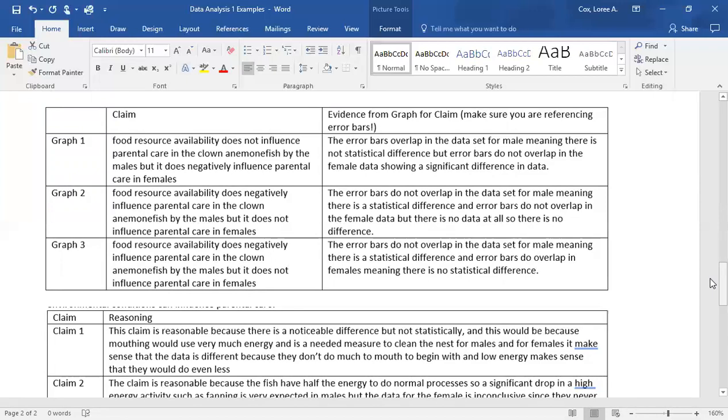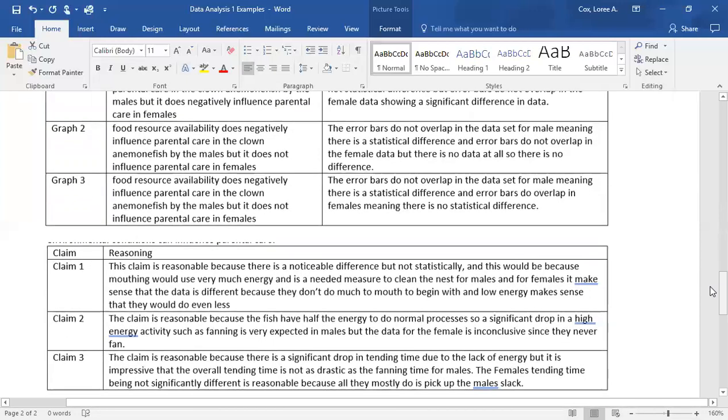Now, reasoning. Reasoning has to come from why. Why would we see that? So for claim 1, this claim is reasonable because there's a noticeable difference, but not statistically. And this would be because mouthing would use very much energy and is a needed measure to clean the nest for males and for females. It makes sense that the data is different because they don't do much to mouth to begin with. The low energy makes sense that they would do even less. Perfect. Very, very good. Biological reason.